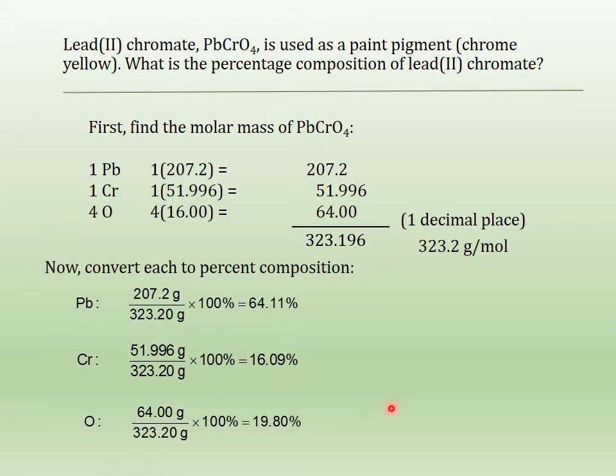A quick cross-check for doing mass percents is that you add up all your percents and you should get a total of 100%, because each of these is a percent of the total compound. So that is how you figure out the percent composition of each of the elements you have in a compound.